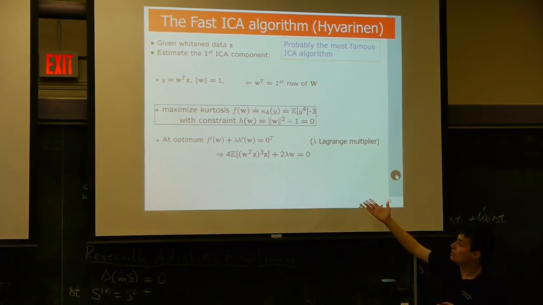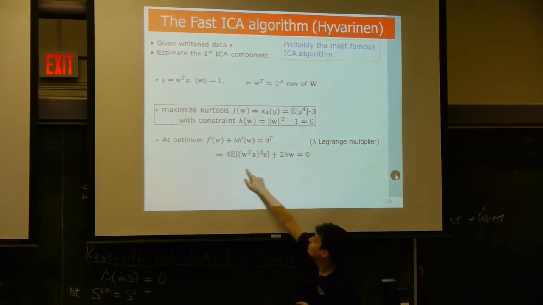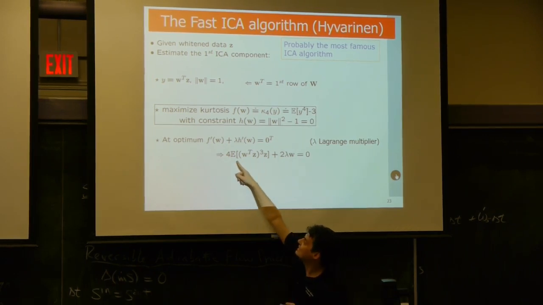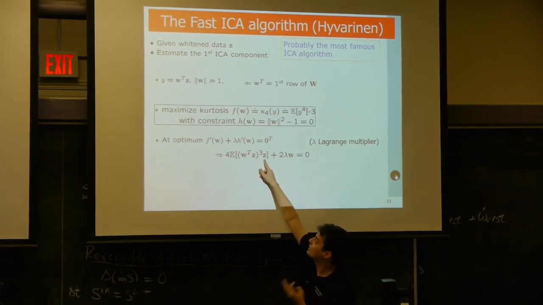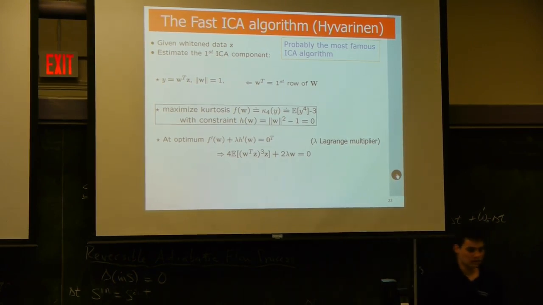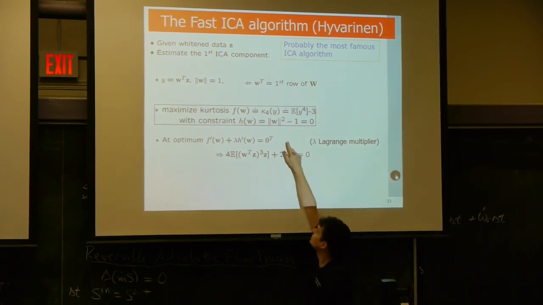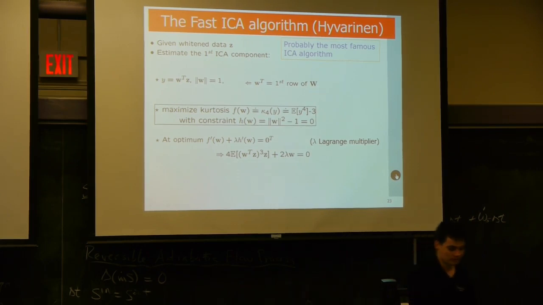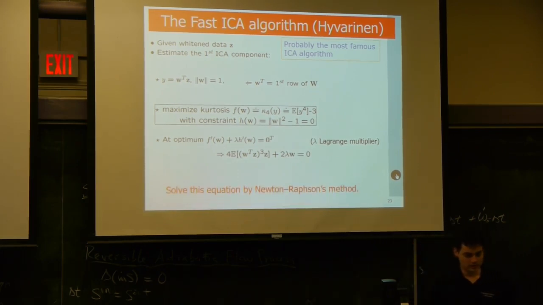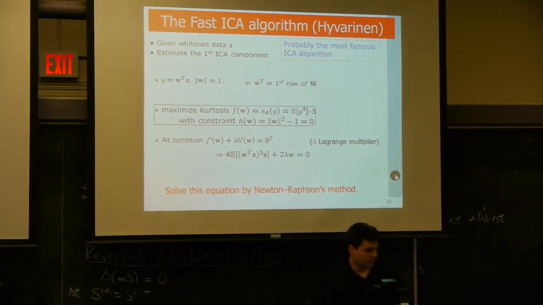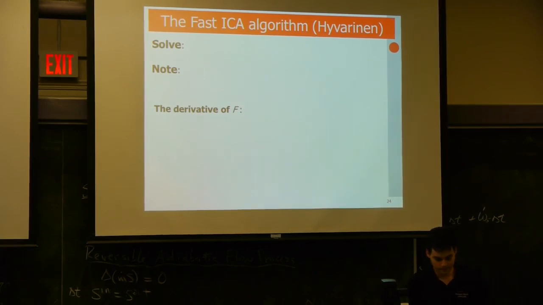So we are looking for a W vector with which this holds. I can estimate these from my samples for each W. And lambda is a Lagrange multiplier that we don't know yet. So the main idea is clear, right? I want to maximize kurtosis under the condition that W transpose W is 1, the norm of W is 1. We want to solve this, and we solve this with Newton method.